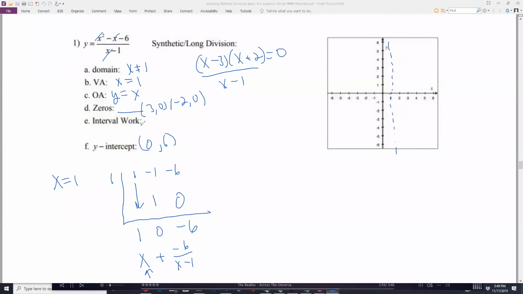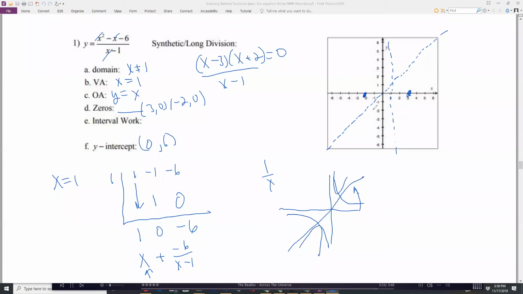I know there's a slant asymptote of y equals x. Well, that is a line that goes through the origin and has a slope of 1. So I know it looks something like this. I know there's a 0 at 3. I know there's a 0 at negative 2. And so here's what I want you to think about. If it's just 1 over x, doesn't the graph look like that? Well, what happens if I tilt this up? Doesn't that just crunch those lines like this?